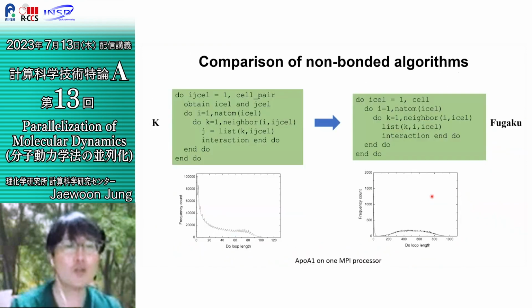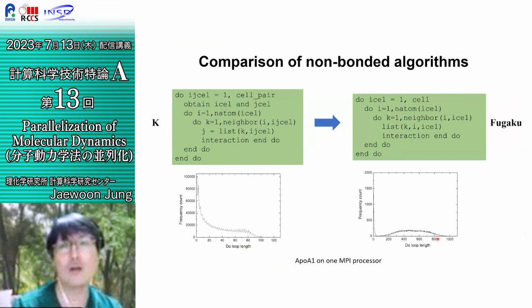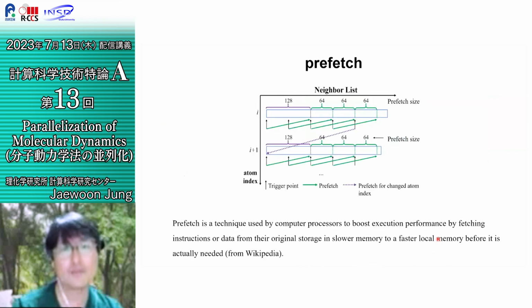And by making use of this way, the original one developed for Fugaku has a doodle length distribution like this one. But by changing the algorithm, we have a much larger doodle length. And in this way, we could increase the overall speed quite much. Also, on Fugaku, by making use of prefetch, we can also increase the speed somehow.